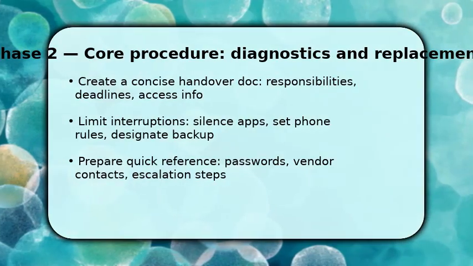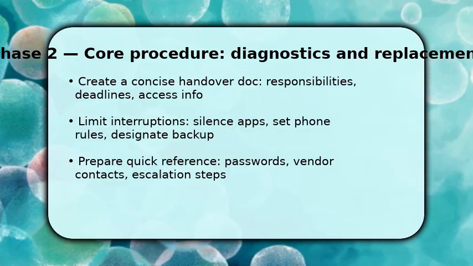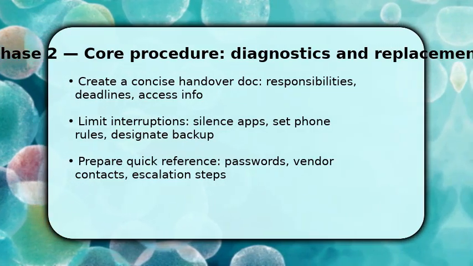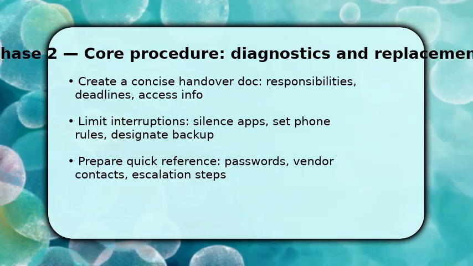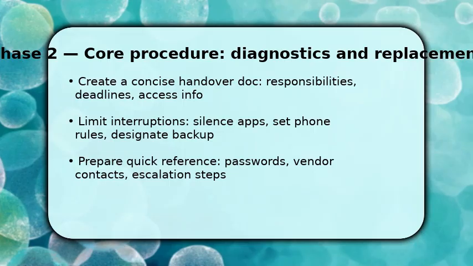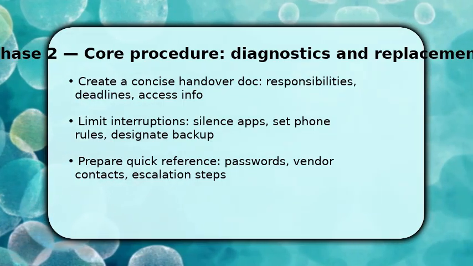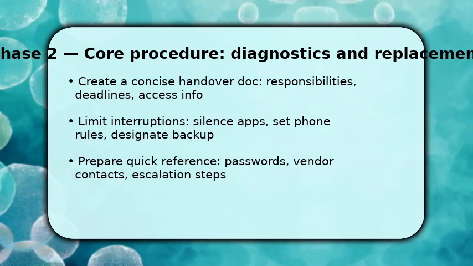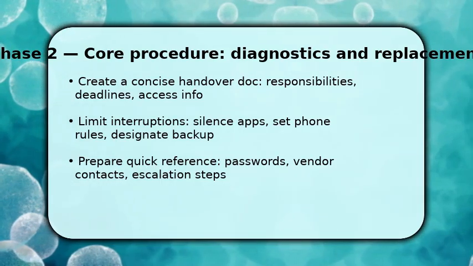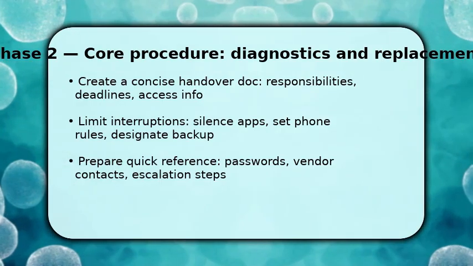Once the basics are covered, produce a one-page handover that lists responsibilities, upcoming deadlines, and where files live. This is the map your backup will follow. Make sure to limit interruptions by turning off non-essential notifications, setting phone rules, and naming a single backup contact. Also include a short reference for passwords, vendor contacts, and escalation steps so decisions don't stall. This middle work is the heavy lift, done well. It protects your rest and your team's workflow.